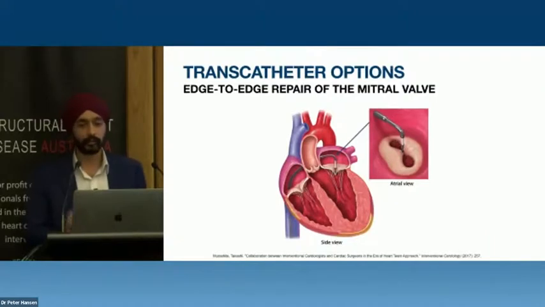So it's the Alfieri stitch, but in a transcatheter version. So you bring the anterior leaflet and the posterior leaflet together with a clip, and if you place one clip, you get what you see here, which is a double orifice valve. So basically, it's just bringing the two edges of the leaflets together.